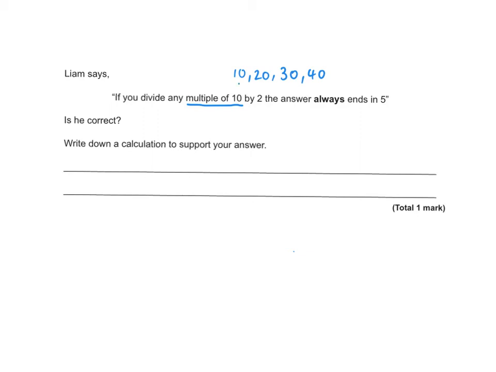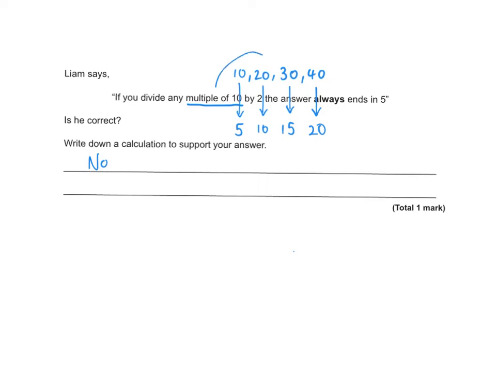We'll do it. 10 divided by 2 is 5. 20 divided by 2 is 10. 30 divided by 2 is 15. 40 divided by 2 is 20. So the answer is no. No, it doesn't. Is he correct? Sorry, no. And it says write down a calculation to support your answer.